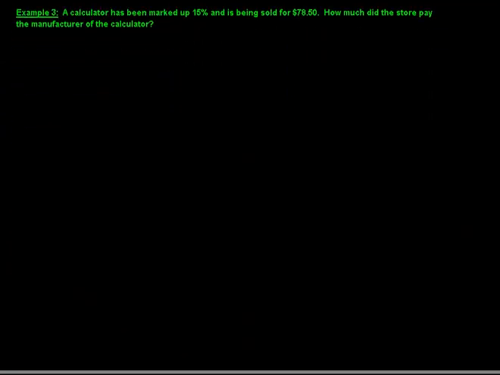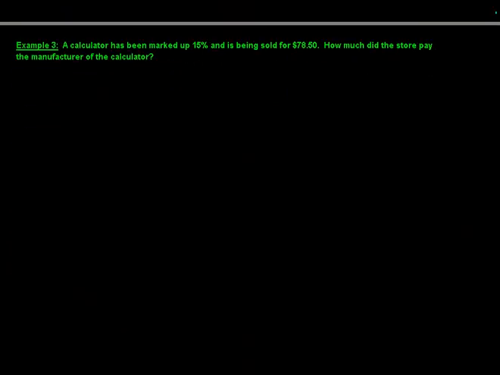Alright, the next problem has nothing to do with geometry, but has to do with money. So let's take a look at that. They've told us a calculator has a markup of 15% and is being sold for $78.50. How much did the store pay the manufacturer of the calculator? Before I do that, let me just tell you what happens. Let's think of the store as the bookstore. You're buying a calculator at the bookstore.